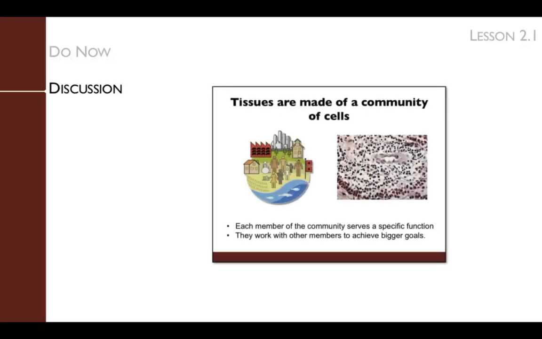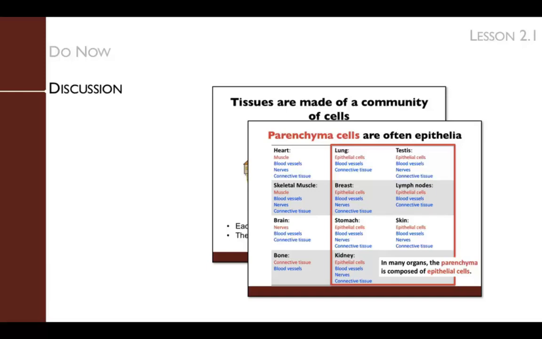Using the analogy of different types of people in a community, different cells make up tissues. The type of cells that form parenchyma tissue reflect the function of the organ. Hence, the parenchyma tissue of the heart is made of muscle cells because the main function of the heart is to pump blood. The parenchyma tissue of many organs is formed from epithelial cells. This is important because epithelial cells contact the environment and are vulnerable to carcinogens.